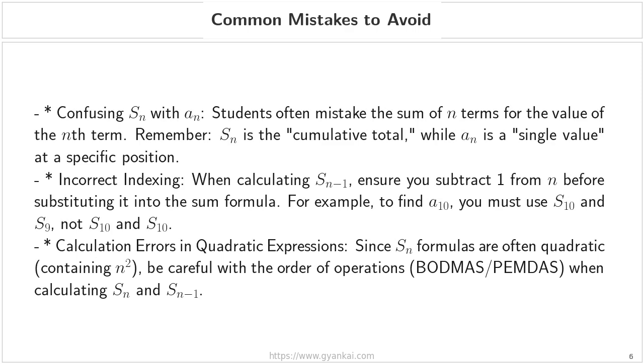Finally, be extremely careful with calculation errors, especially when dealing with quadratic expressions. As we saw in our pipe stacking example, the formula for S sub n often contains an n squared term. This means you must strictly follow the order of operations, what we call BODMAS or PEMDAS. Always remember to square the value of n before you multiply it by any coefficients or add the remaining terms. A small slip in the order of operations here can throw off your entire result.